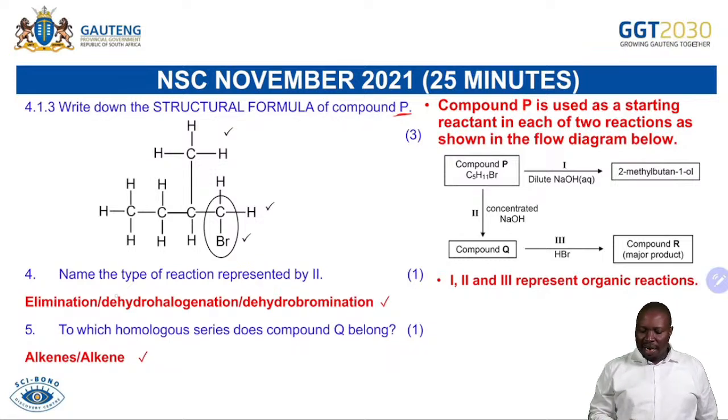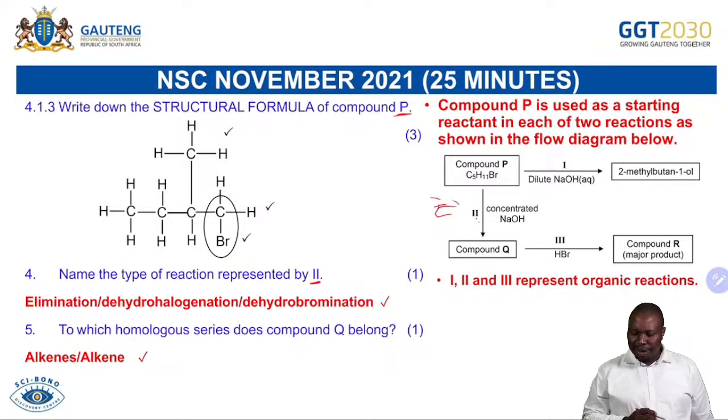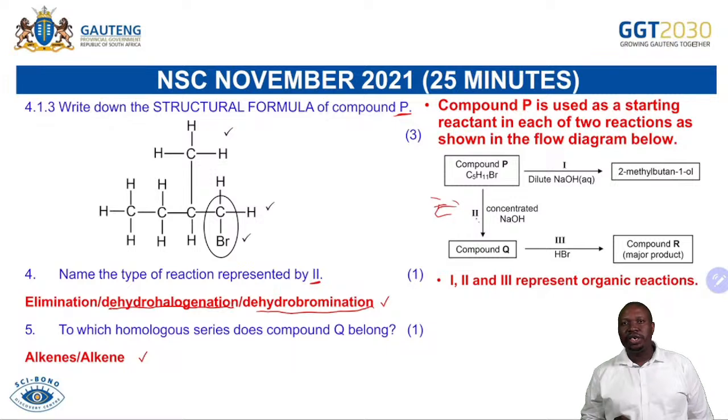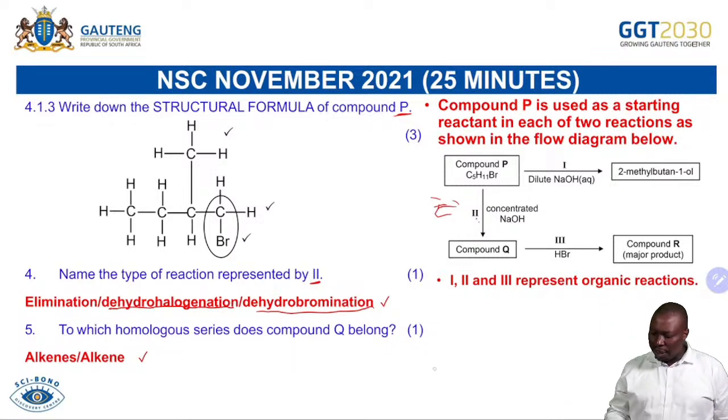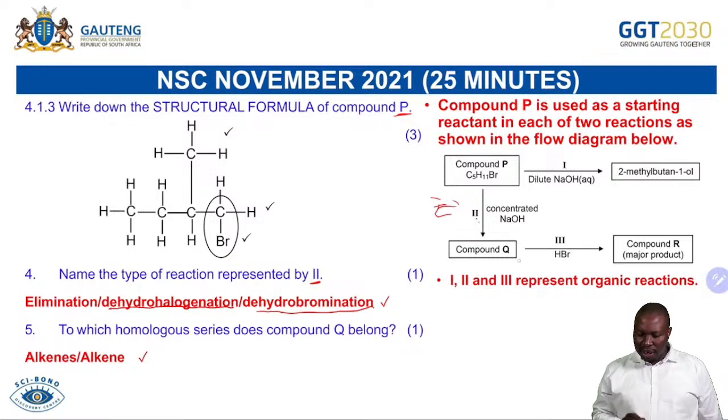And they are saying here, name the type of reaction represented by reaction 2. We talked about it already, that it is elimination. And what are we eliminating? HBr. So hence we are calling it dehydrohalogenation or dehydrobromination, because it's HBr. And we said compound Q is an alkene.